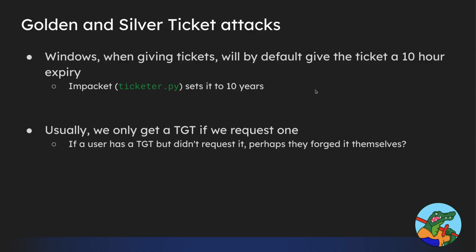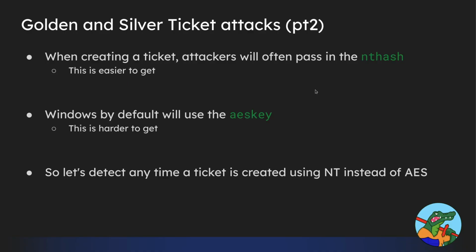So what do I do to detect things? I look for stuff that has an expiry of 10 years. Now, you can obviously, as an attacker, change this. But a lot of them will not. Something else you can do is a lot of the time when a ticket is created, attackers will pass in the NT hash, whereas Kerberos will use the AES key, right? NT hash is easier to obtain, which is why attackers will usually use it, but it's not the default, so it's easier to detect.